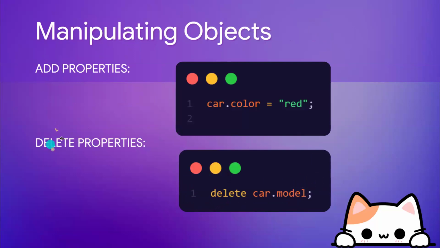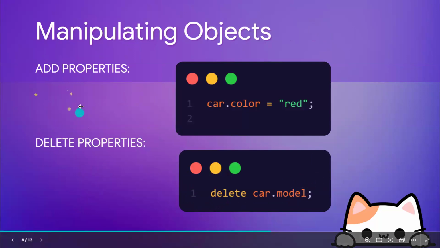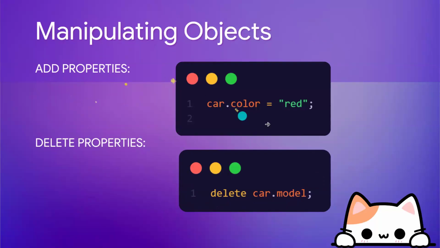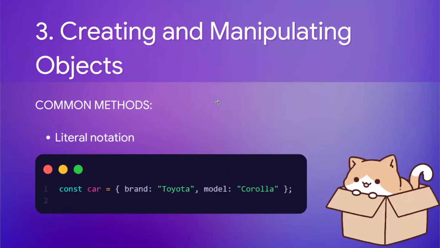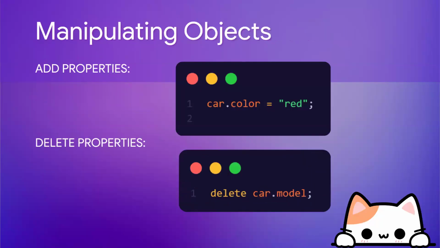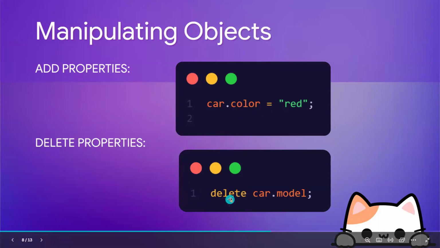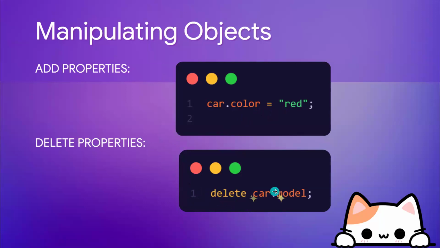And well, in an object, you can manipulate it, like adding and deleting properties. In this case, about the example that we had about the car, you can add another property, in this case, color. In the previous example, we had the brand and the model, but you can also add another property. This will be the color, and the value will be red. You can also delete properties. Delete, and it will be car.model, for example, if you want to delete this property.